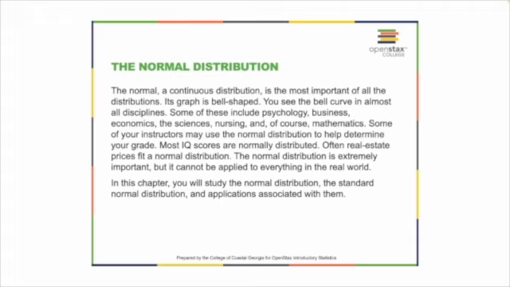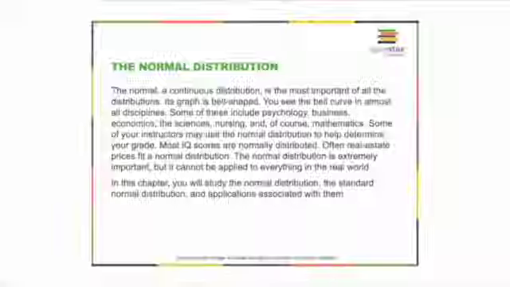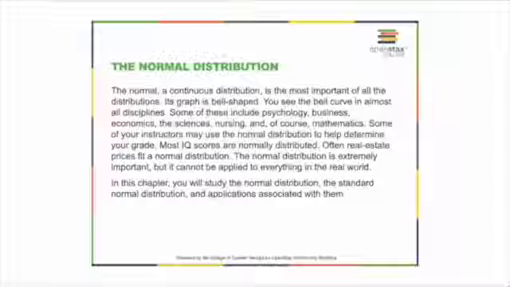The normal, which is a continuous distribution, is the most important of all the distributions. The graph is bell-shaped. You see the bell curve in almost all disciplines. Some of these include psychology, business, economics, the sciences, nursing, and of course, mathematics. Some of your instructors may use the normal distribution to help determine your grade. Most IQ scores are normally distributed. Often real estate prices fit a normal distribution. The normal distribution is extremely important, but it cannot be applied to everything in the real world.